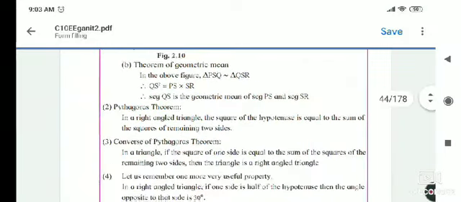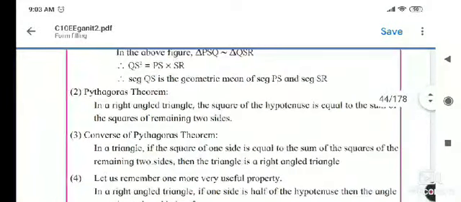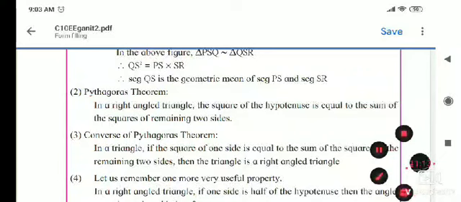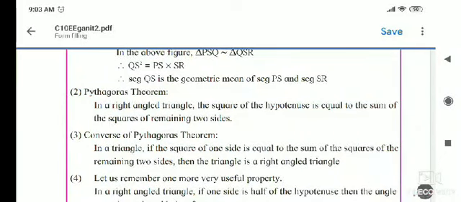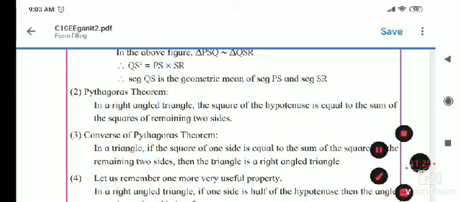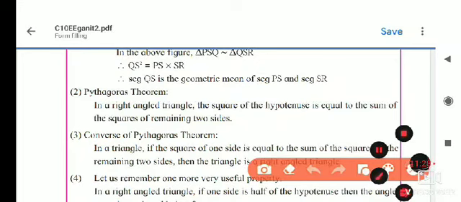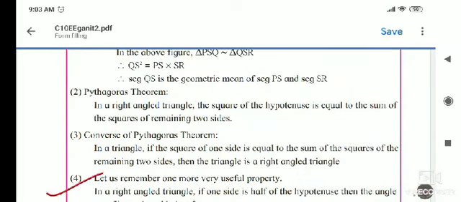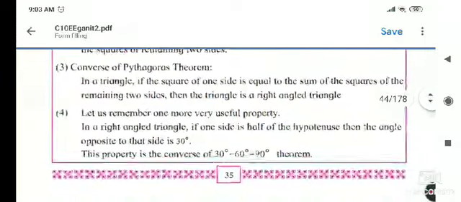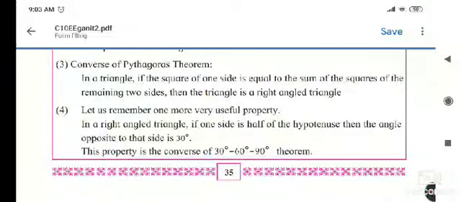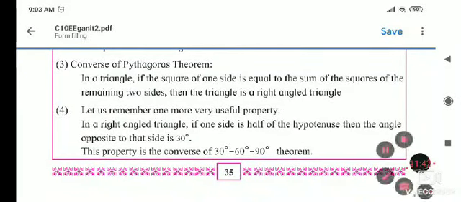Next we saw the Pythagoras theorem. As we all know, in a right angle triangle, the square of the hypotenuse is equal to the sum of squares of the remaining two sides. Just today we saw this theorem, and then the converse also, just now. Under this we said that if in a triangle the sum of squares of two sides is equal to the square of the third side, then the given triangle is a right angle triangle.